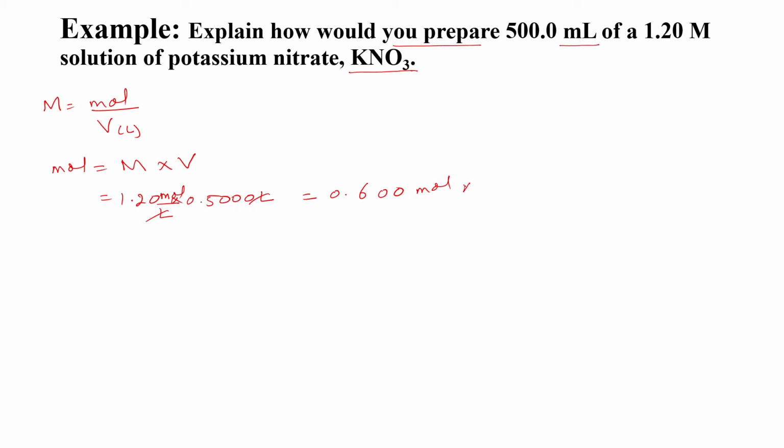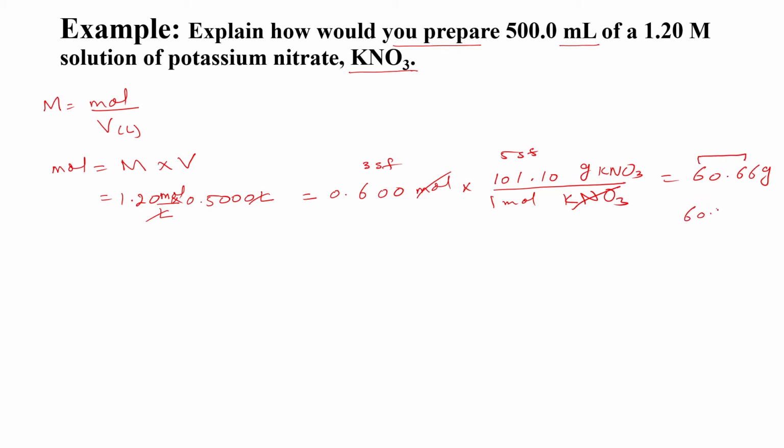Now, the next step is we are going to convert these moles of potassium nitrate to grams of potassium nitrate. To find the molar mass of potassium nitrate, you will be adding the mass of potassium, nitrogen, and 3 oxygens, and you will get 101.10 grams of potassium nitrate in 1 mole. Okay, we have 3 sig figs here, 5 sig figs here. You're going to round it to 3 sig figs, and your answer will be 60.7 grams of potassium nitrate.